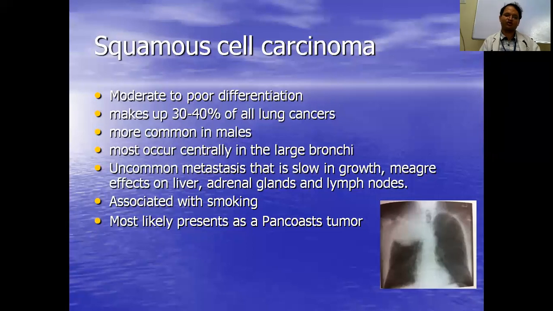These tumors most commonly present as Pancoast tumor. Most likely, these tumors also present as Pancoast tumor. Here in this X-ray, we are viewing one space occupying lesion, some mass lesion which is occupying the right upper lobe. You remember this X-ray. We'll discuss this Pancoast tumor later.